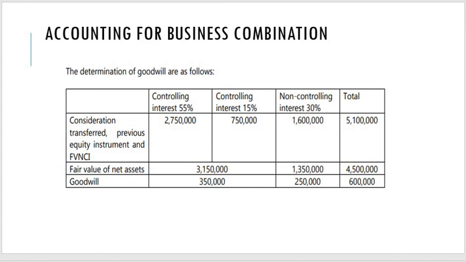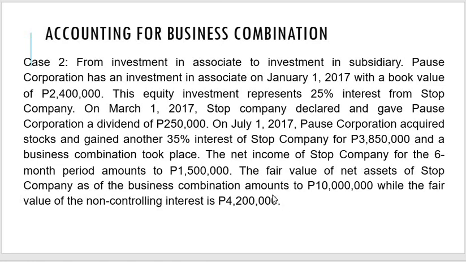Okay, so I have our case 2. Yung case 1, diba, is from investment in equity security to investment in subsidiary. In this case, we have investment in associate to investment in subsidiary. So, Boss Corporation has an investment in associate on January 1, 2017 with a book value of 2.4 million. This equity investment represents 25% interest from stock company. Diba? If you purchase more than 20%, no, may significant influence ka na, and you'll use equity method of accounting, no?